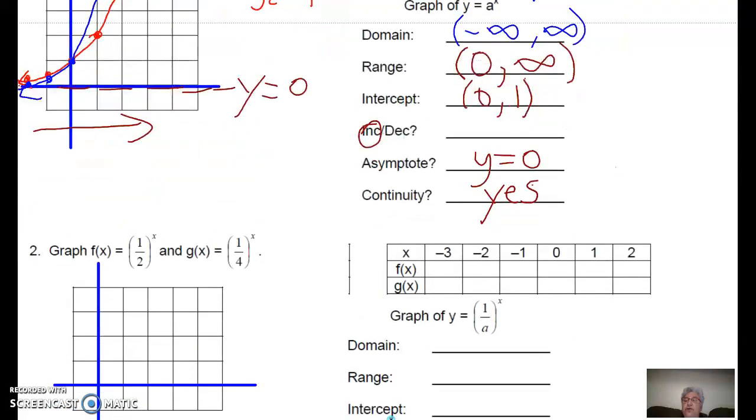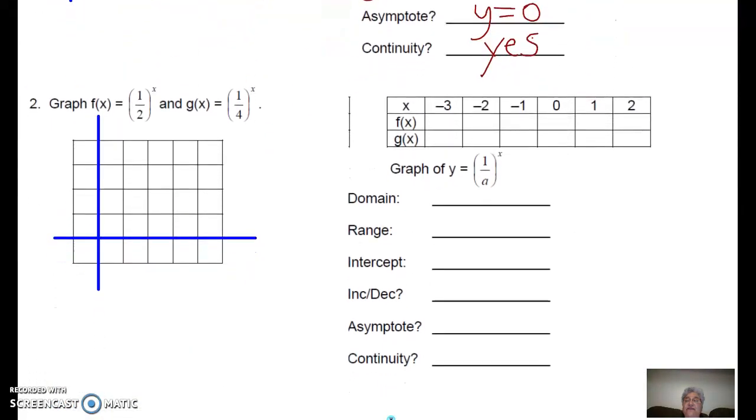Moving down to our functions f of x and g of x below. This time we have fractions raised to the x power. Both f of x is 1/2 raised to the x power, and g of x is 1/4 raised to the x power. So again, we're going to put in y1 in our calculator, 1/2 raised to the x, y2 equals 1/4 raised to the x power.